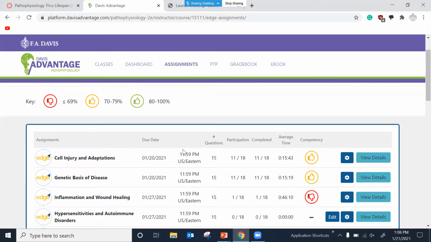What did you guys think of those edge assignments? Those were pretty terrible from what I could see. Basically it's questions. With those edge questions, I'm not a big fan of it, but what it's trying to do is teach you how to answer these types of exam questions. And these are the type of questions that health sciences loves.